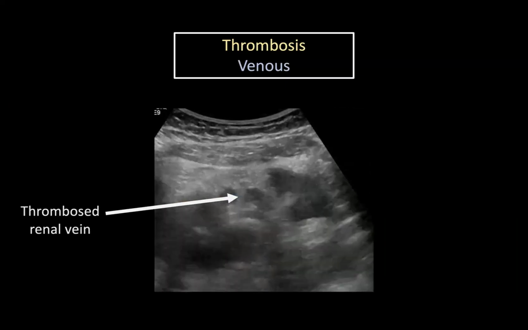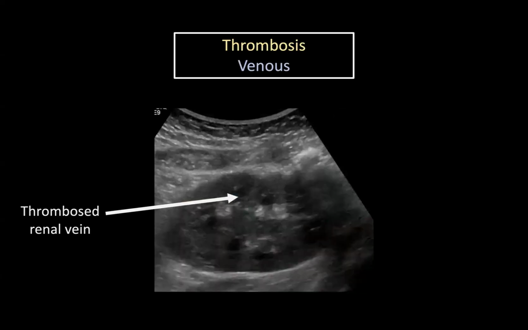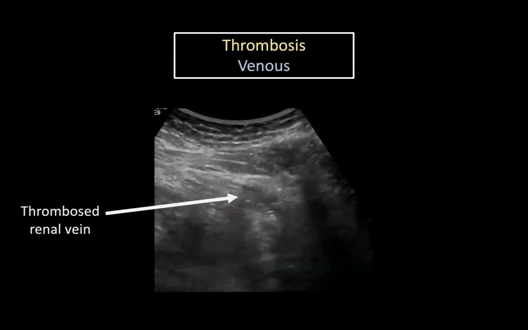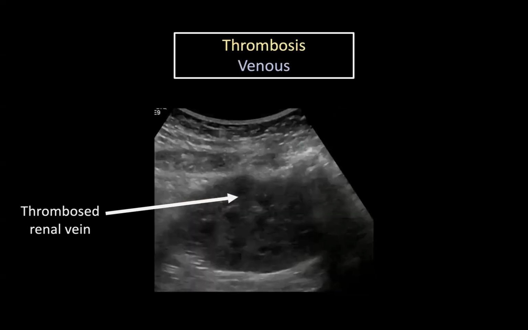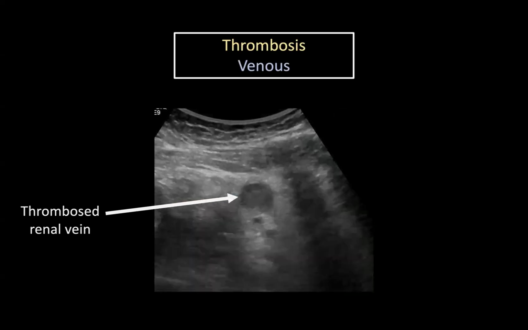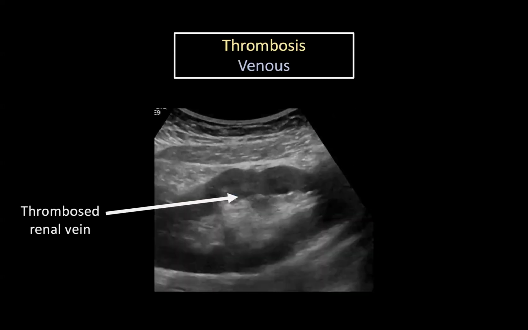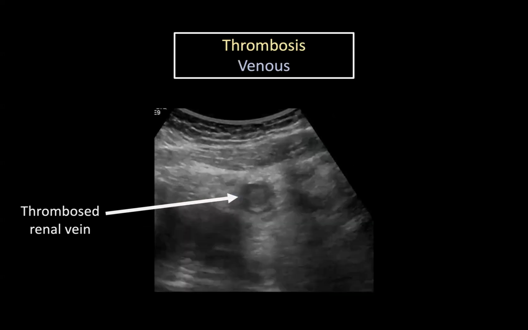This is a case here where we're actually able to see the renal vein coming out. It's filled with slightly echogenic material. This ends up being a venous thrombosis that is able to be visualized on grayscale ultrasounds.